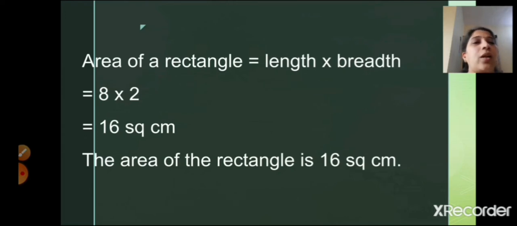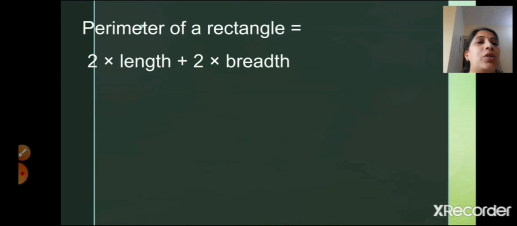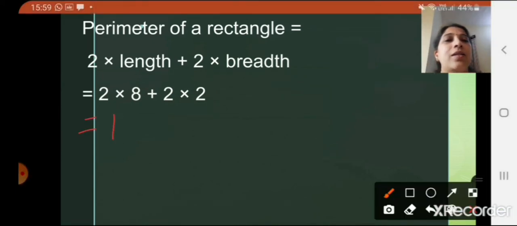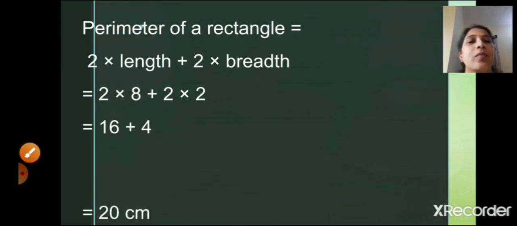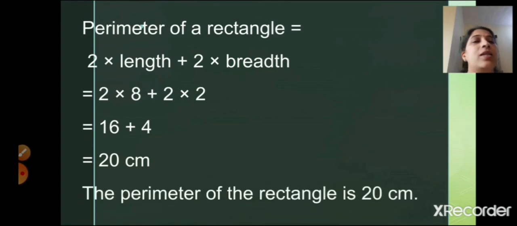Now we have to find out the perimeter. So perimeter of a rectangle is equal to 2 into length plus 2 into breadth. So what was the length? Length was 8 and breadth was 2. So what is 2 8s are? 2 8s are is 16. And what is 2 2s are? 4. So 16 plus 4, how much you get? 20, right? So you will write 20 centimeter. The perimeter of the rectangle is 20 centimeter, right?